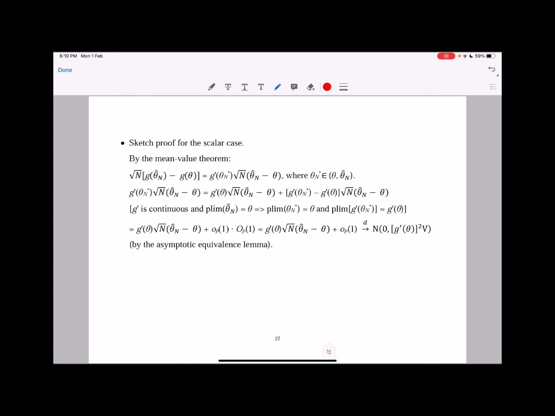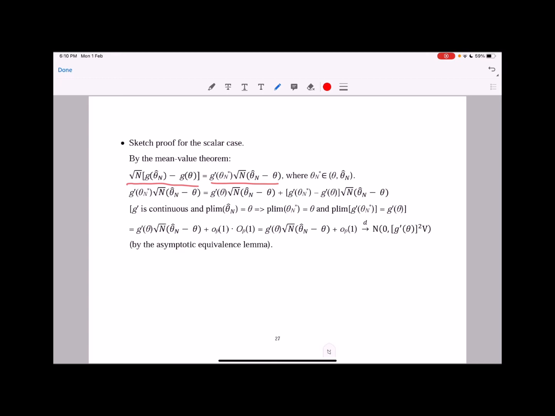So here is a sketch proof for the scalar case. Okay, how does the delta method work? Start here. This is a function, and we know by the mean value theorem, it can be rewritten like this, right? And the theta star must be between theta and theta hat, right?